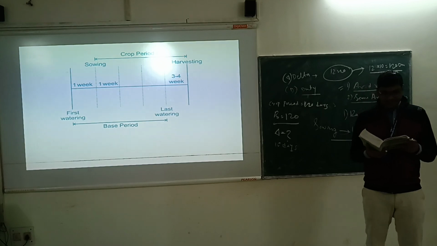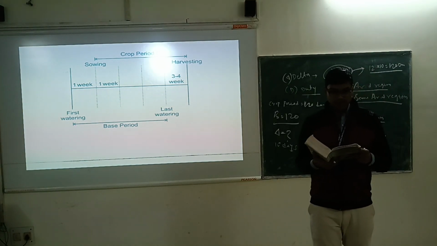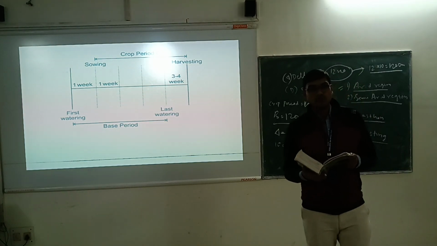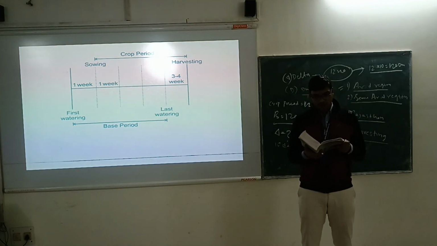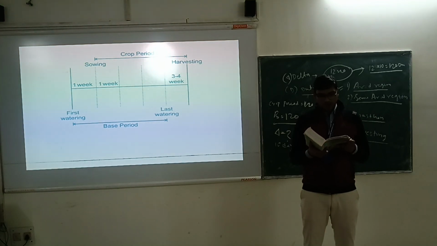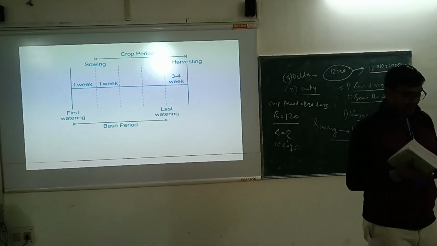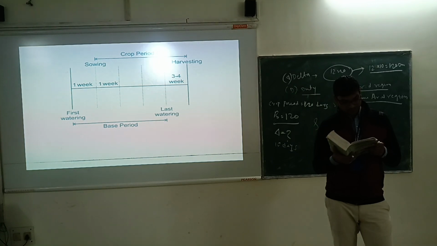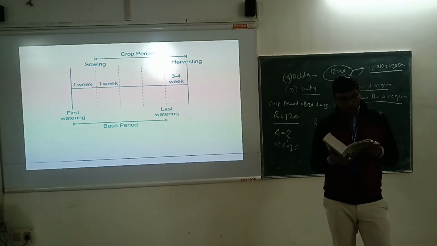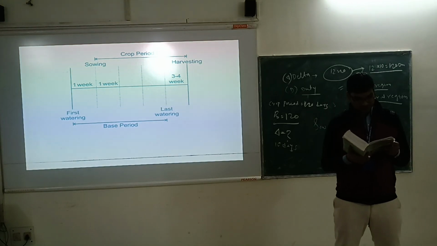Next question. If wheat requires about 7.5 centimeter of water after every 28 days, and the base period for wheat is 140 days, find out the value of delta.